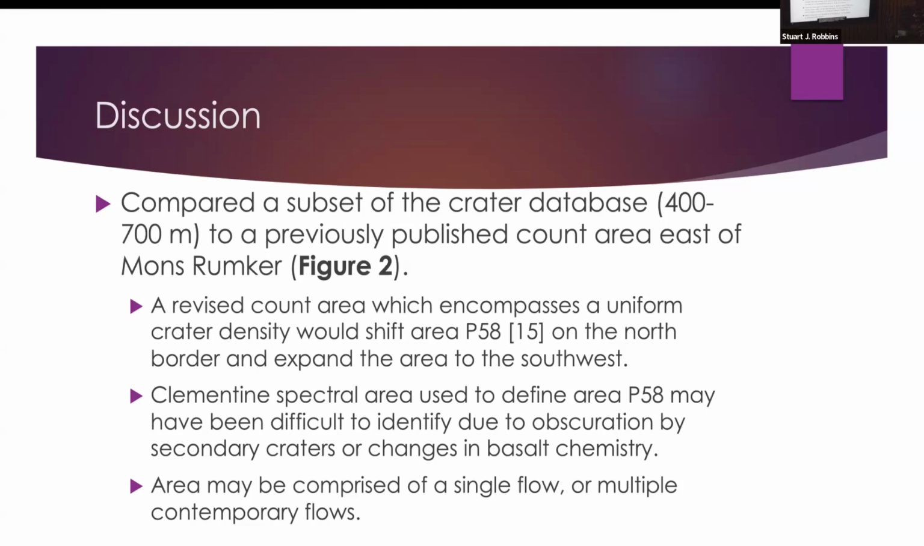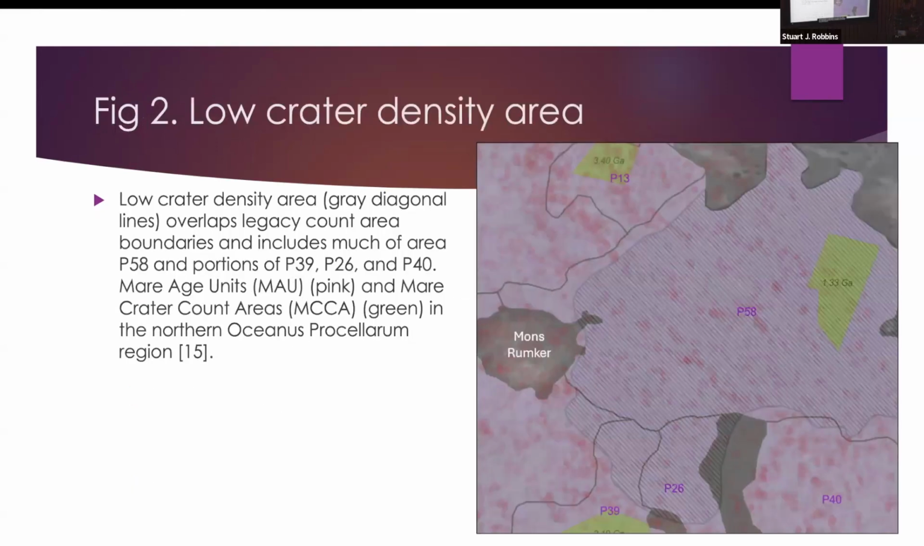In the first place, I find it a little bit difficult to draw very distinct boundaries on the Clementine spectral data. Those color ratio images are not that straightforward. So this area might be comprised of a single flow or multiple contemporary flows. That's always a possibility. So this figure shows the density map in the background with a kind of redrawn, offset P58.